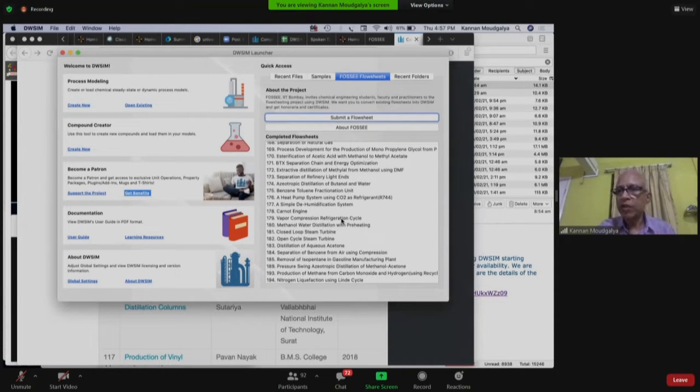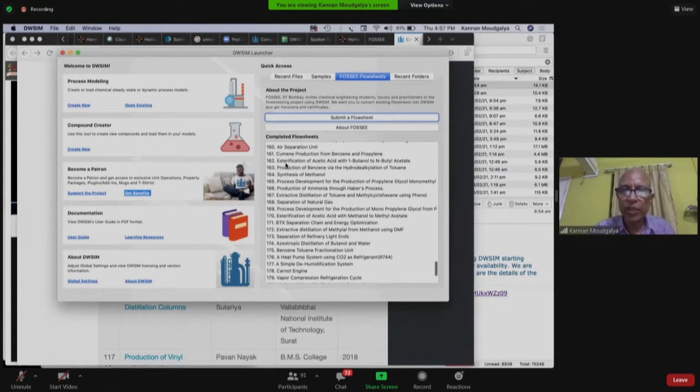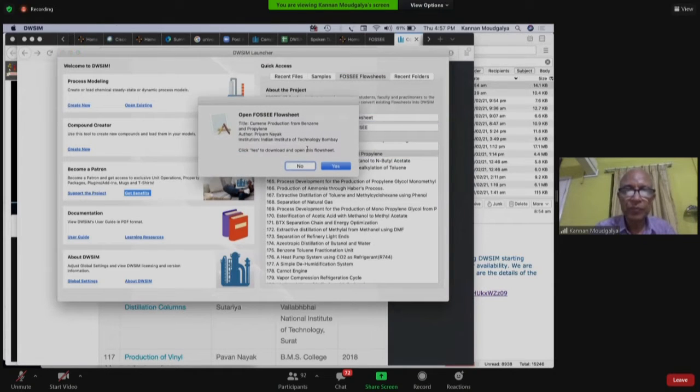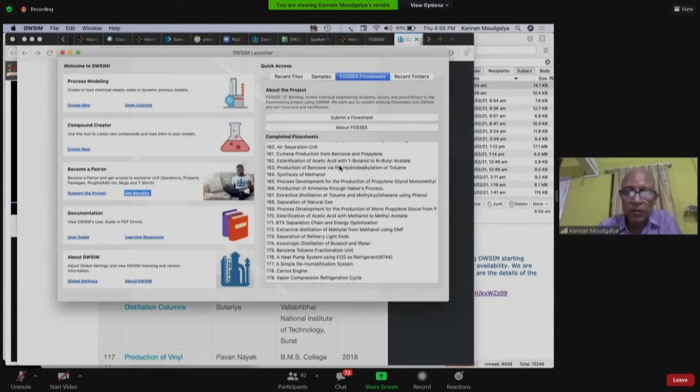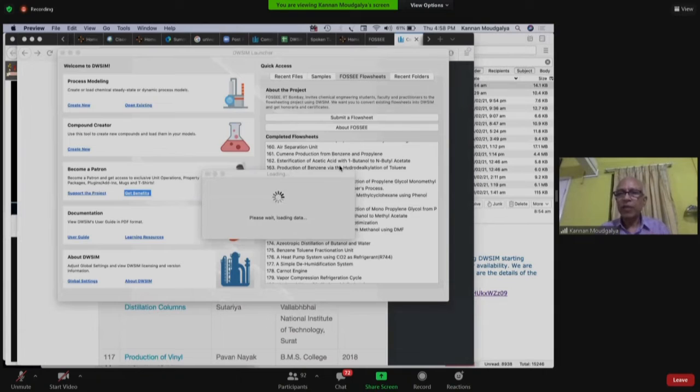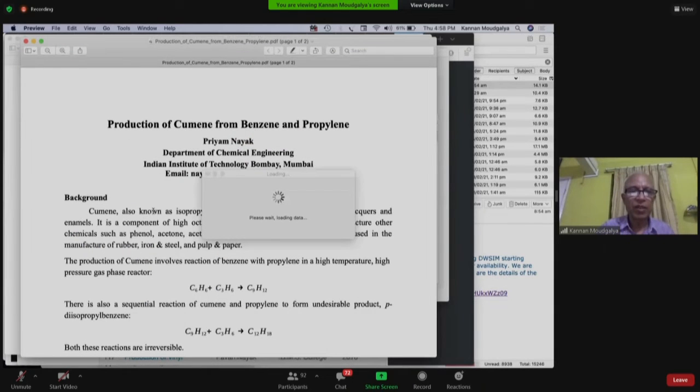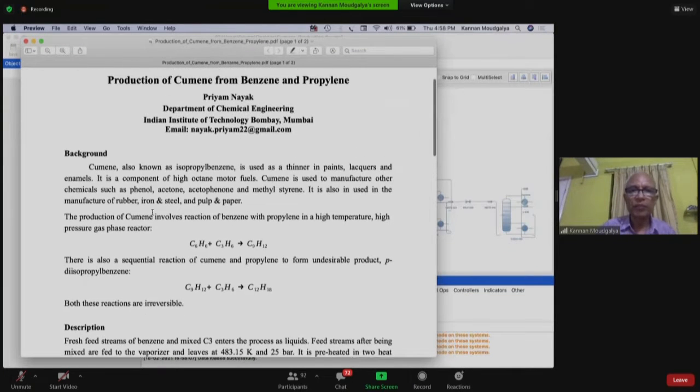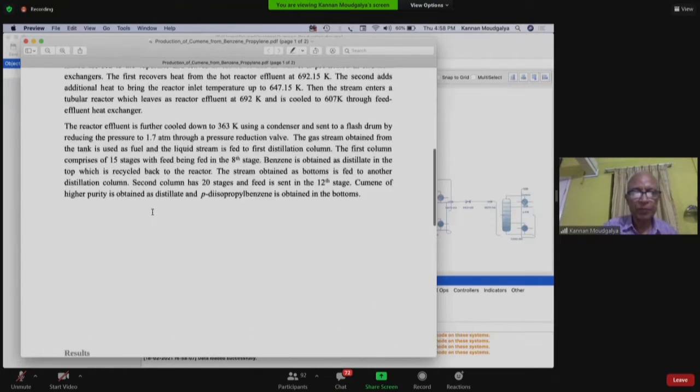For this to work, of course, internet access should be there. It picks up downloads, and in fact, you can fire it directly. For example, we can choose anything. Let's say cumene production from benzene and propylene. Okay, author Priyam Nayak, IIT Bombay. Click yes to download or open this flow sheet. So you have this information at your fingertips. So here is a summary of this production of cumene from benzene and propylene.